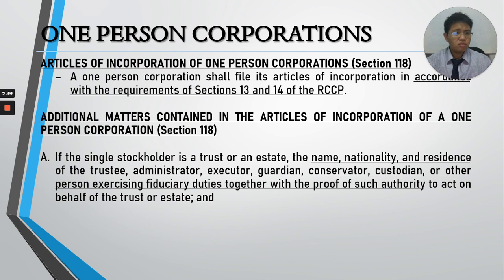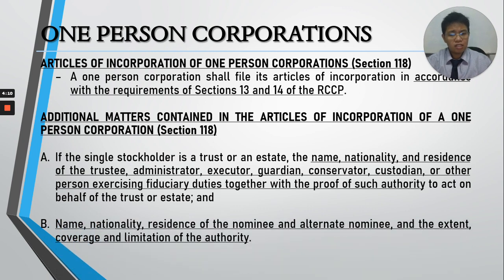So, sino ba yon? Yung trustee, administrator, executor, etc. And also, there must be present proof of the authority given to such trust person to become the trustee, administrator, executor, guardian, etc. What else? Number 2, name, nationality, and residence of the nominee and alternate nominee, and the extent, coverage, and limitation of such authority. So anyway, we will discuss more about nominees and alternate nominees later on.